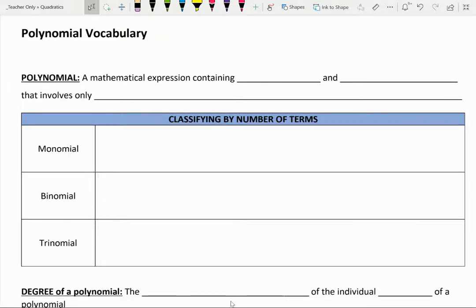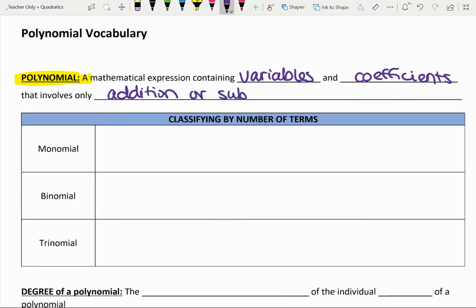Let's talk about some of the important vocabulary when it comes to polynomials so that we can start to talk about them with formal language. Just as a reminder, a polynomial is a mathematical expression that contains variables and coefficients that involves only addition or subtraction between terms.